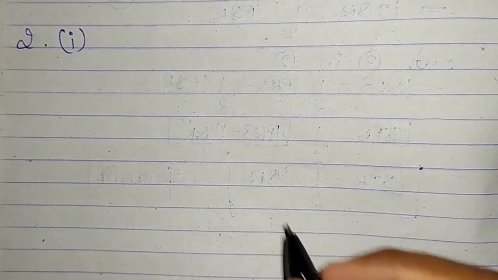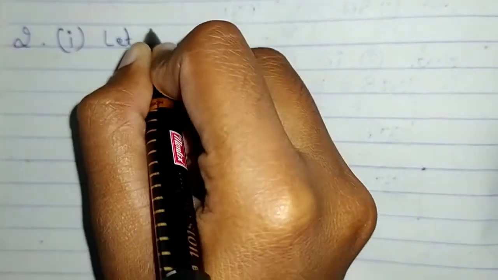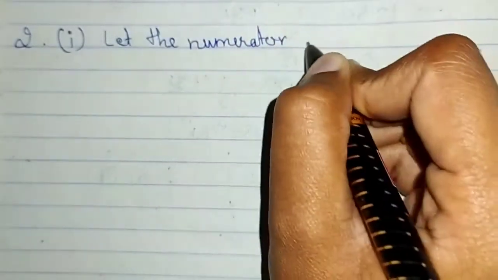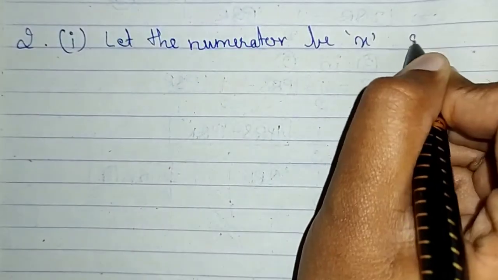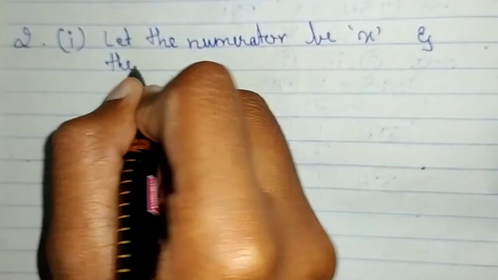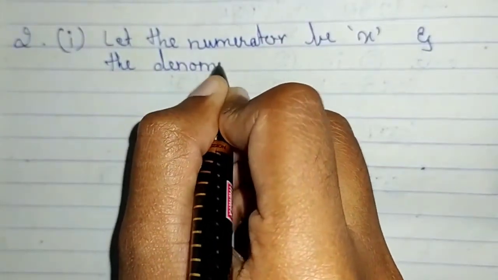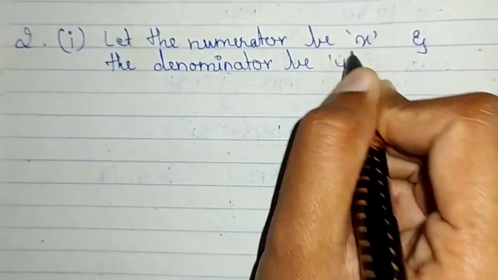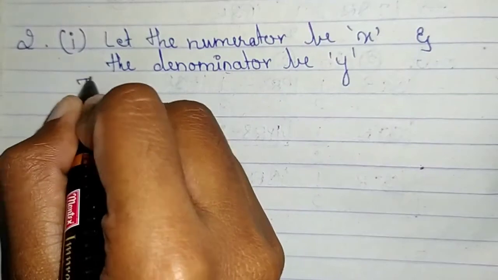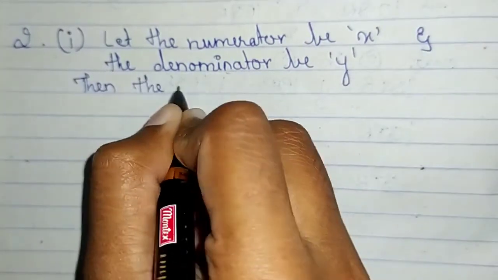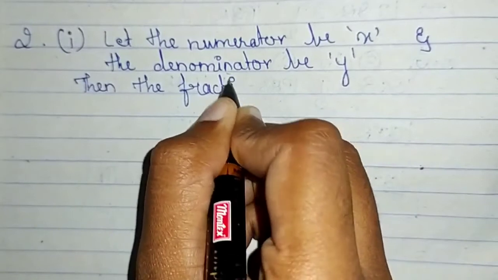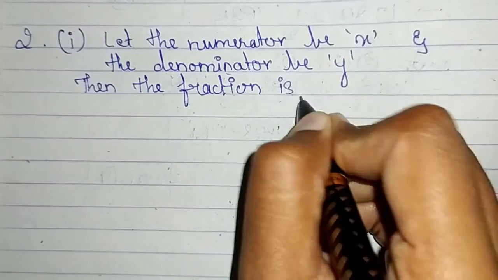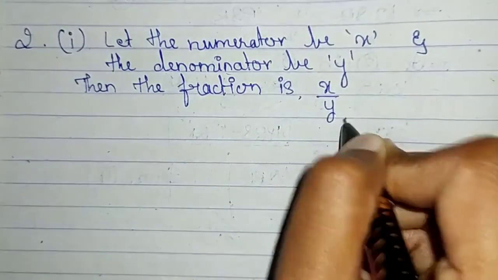So to do this, first let the numerator be x and the denominator be y. So now the fraction is, how do you represent the fractions? Fractions are numerator upon denominator. So then the fraction is x divided by y.